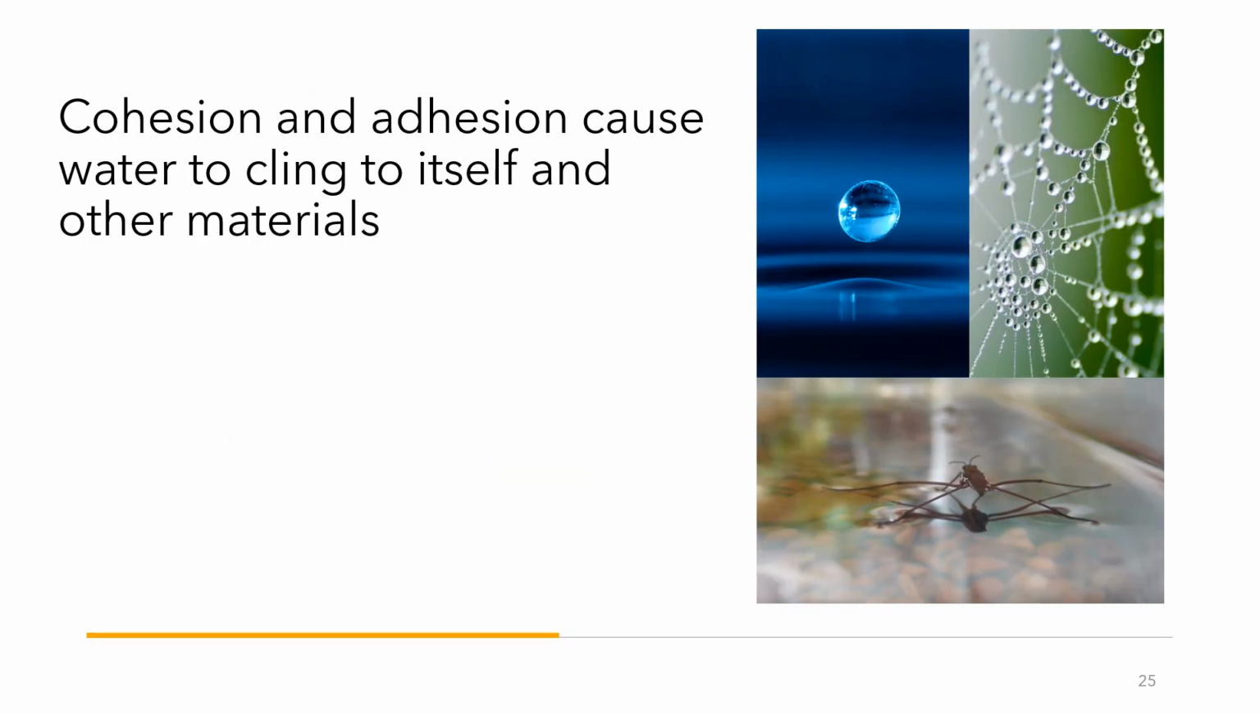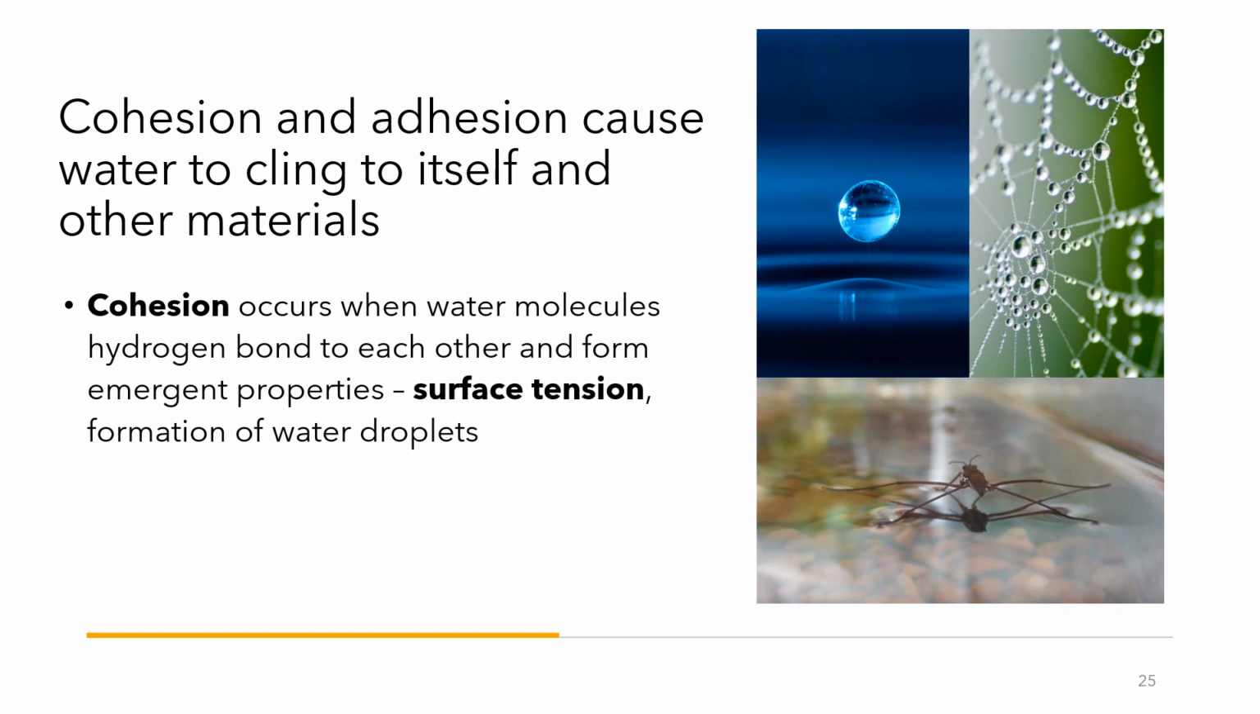So cohesion and adhesion are 2 of the first properties of water that come about because of these hydrogen bonds and this polarity of water. These are just properties that cause water to form bonds, hydrogen bonds, with itself and with other materials. Cohesion is particularly when water molecules hydrogen bond to other water molecules. It's hydrogen bonding to itself, just like that last image that I showed you. And as a result, we can see new properties, new behaviors of water start to arise because of this cohesion. And one of those is surface tension.